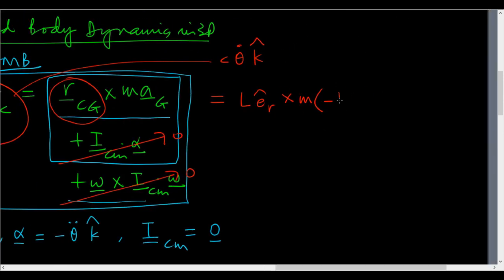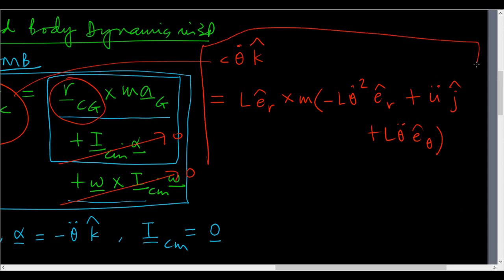Minus L theta dot squared e_r plus u double dot j plus L theta double dot e_theta. Okay, this is our equation of motion. It looks like a vector equation, but there is actually only a k component. All right, let's calculate these terms here.